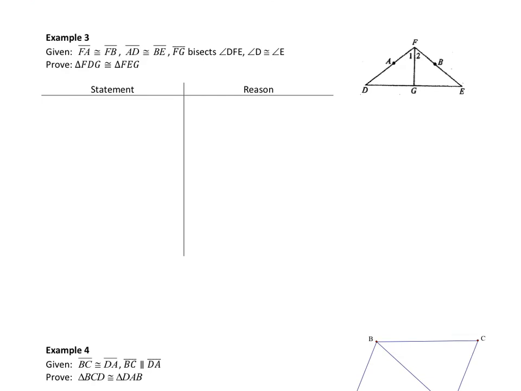Example 3 here says that we were given a lot of stuff. FA is congruent to FB, AD is congruent to BE, FG bisects an angle, and angle D is congruent to angle E. Take a second to write your first statement and your first reason. Also mark up your diagram. I'm going to pause the video and ask that you pause it also while I do the same that I've just asked you to do. First statement, first reason, mark up your picture.